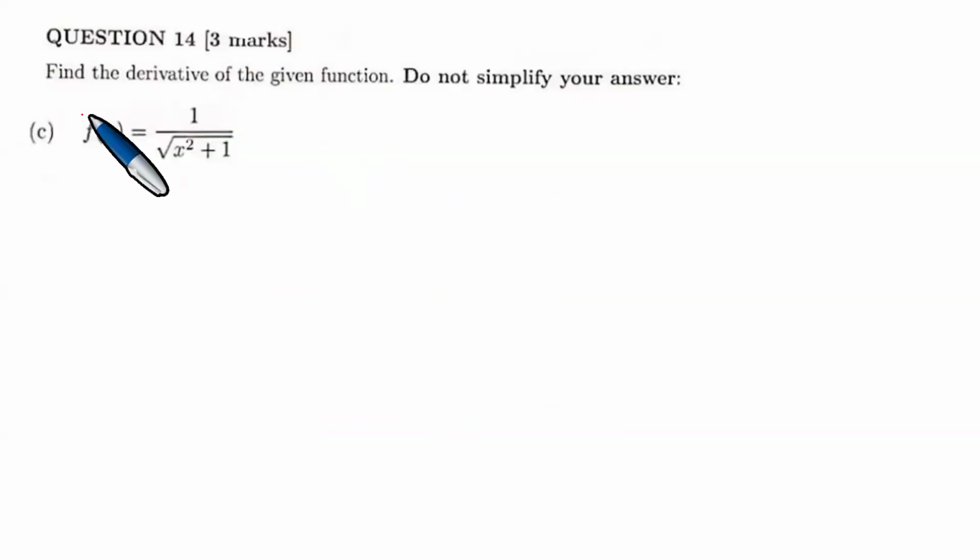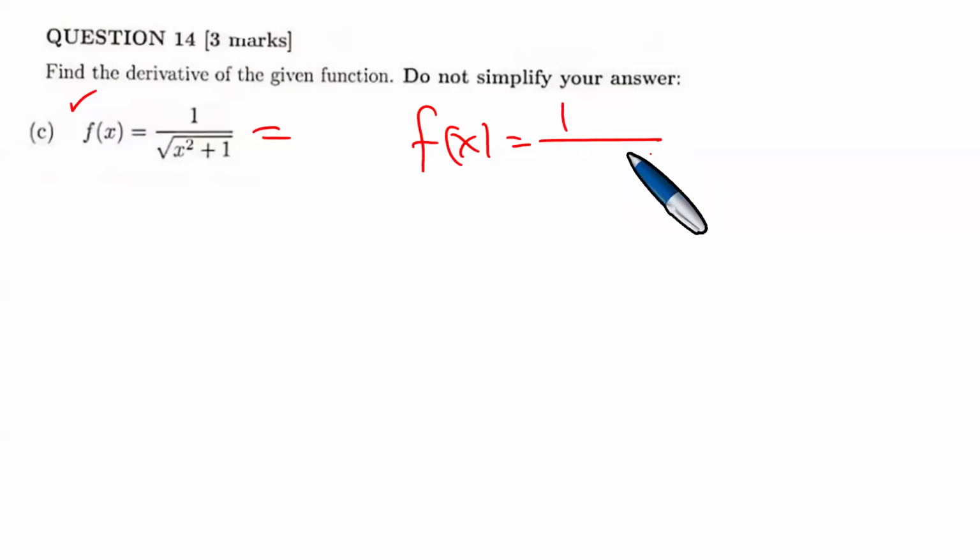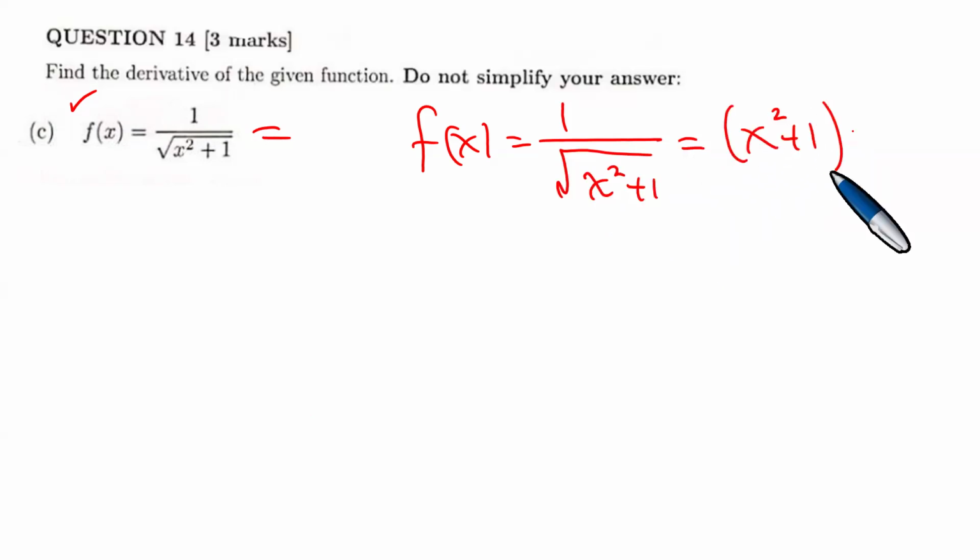In the next question, we look at C. Find the derivative of the given function. Do not simplify your answer. We already have f of x is this, which is 1 over the square root of x squared plus 1, which is x squared plus 1 to the minus 1/2. We need to find the derivative of this.